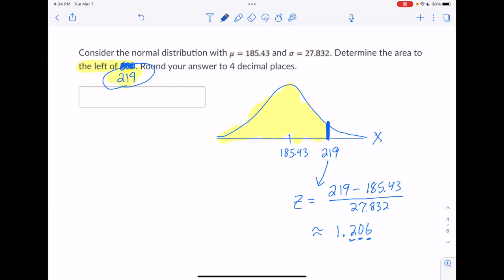And then to find an area, when you know boundaries, you want to use the normal CDF function. So we're going to do that. So come down here to this empty space, normal CDF. And our left boundary is over here. Really, we're going forever to the left. So our left boundary is negative infinity. And then our right boundary was the 219, but we're doing z-scores, so we're going to use the 1.206. And then we'll go back to the calculator.